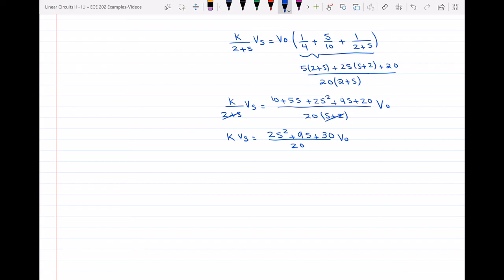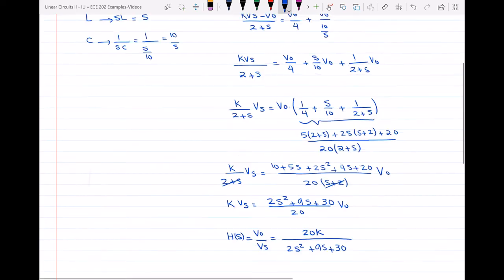So on the left hand side of my equation, I have VS, and on the right hand side, I have VO. So I can easily find the ratio of VO to VS, which will be my transfer function. And that would be equal to 20K over 2S squared plus 9S plus 30. All right, so this would be my transfer function.